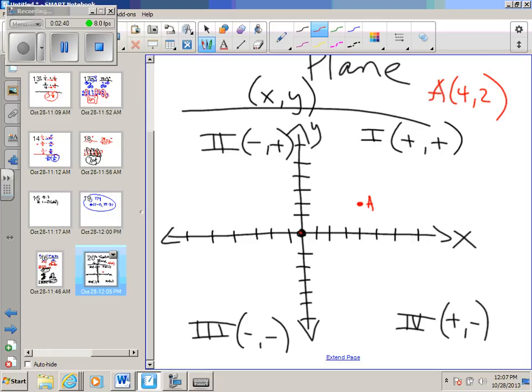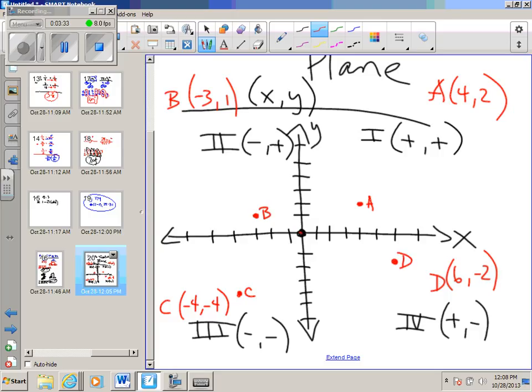If I were graphing point B, and it was something that was in the second quadrant, negative 3, 1, 2, 3, and a positive 1, it would be somewhere around there. If I were graphing point C at negative 4, negative 4, 1, 2, 3, 4, and 1, 2, 3, 4, we would find C somewhere in that neighborhood. And let's graph point D at 6, negative 2. 1, 2, 3, 4, 5, 6, negative 2, be about there, would be my point D.